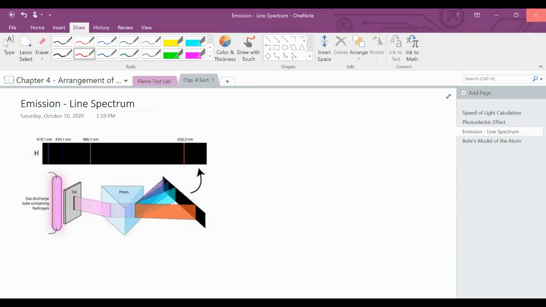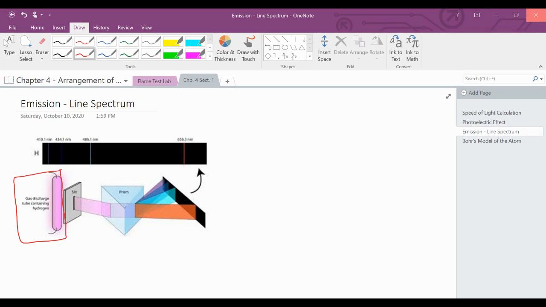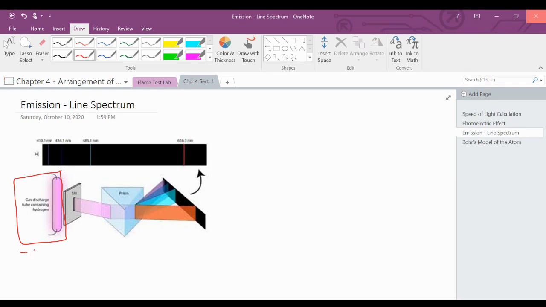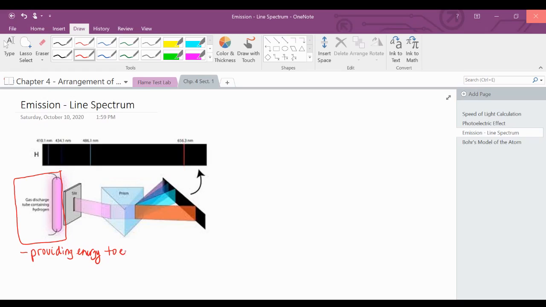So we're ready to look at our next experiment that made advances in terms of our model of the atom. So here's what we see in the picture. We have a gas discharge tube. So basically my tube is filled with hydrogen gas. And it is connected to a power supply. Now, this is providing energy to our electrons.